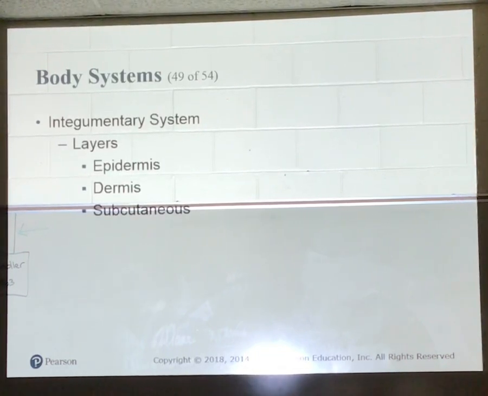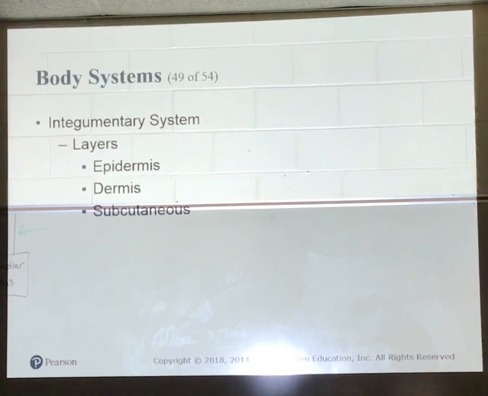And just below the dermis is a layer of fatty tissue called the subcutaneous layer, or subcutaneous connective tissue. It varies in thickness depending on what part of the body it covers. Subcutaneous tissue of the eyelids, for example, is thin, but that of the abdomen is thick.